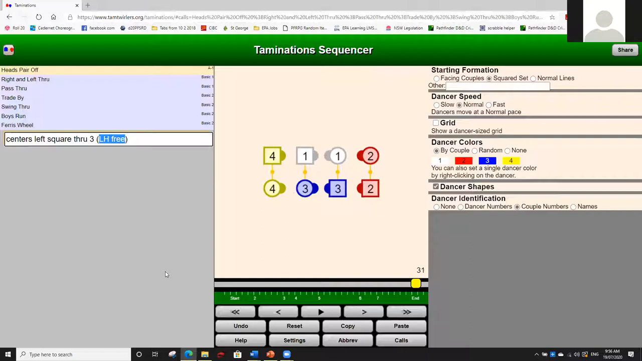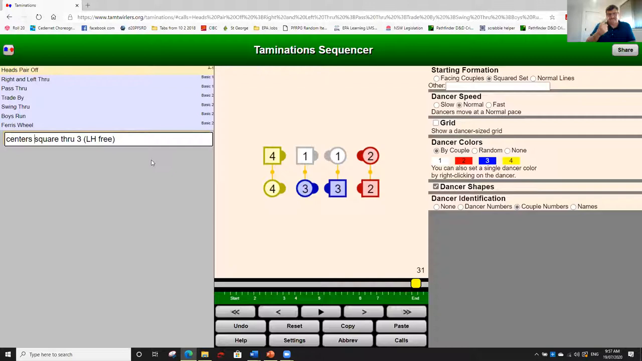Yes, Terry. If you're doing a left square through three, your right hand is free. That's yeah. Right. Sorry. I meant to write square through three centers. Square through three. It's okay. Just so you know, we're paying attention. Yeah, I planned that. That was intentional. Bullshit.